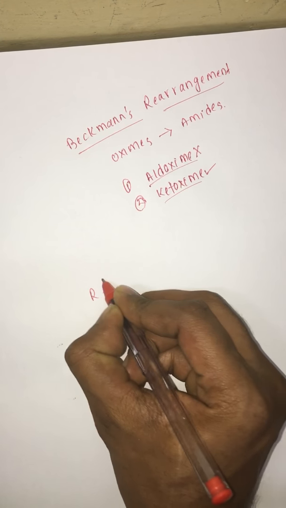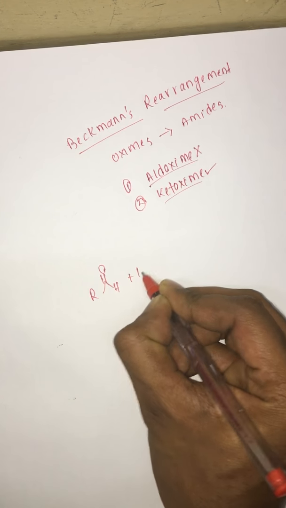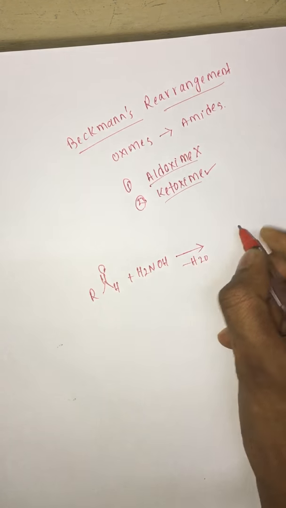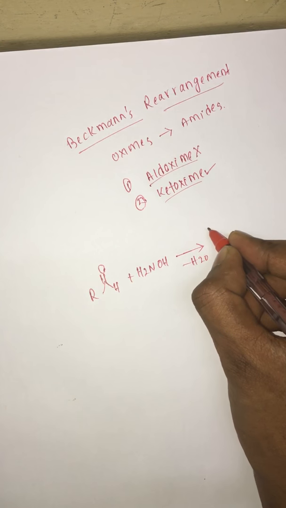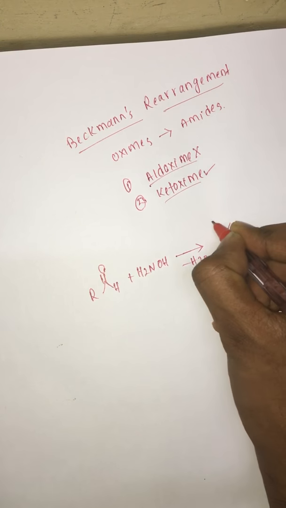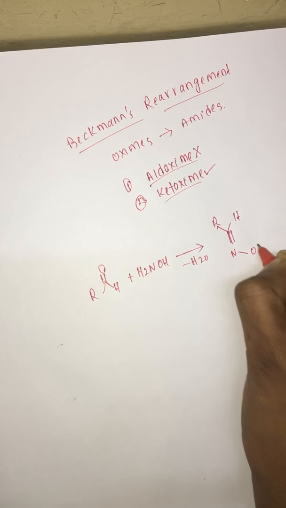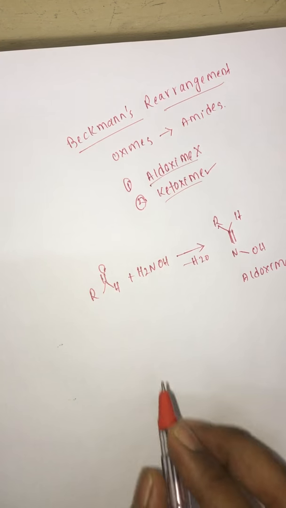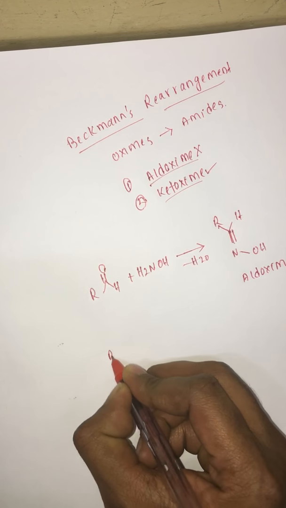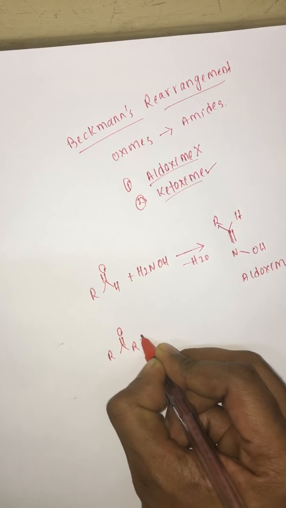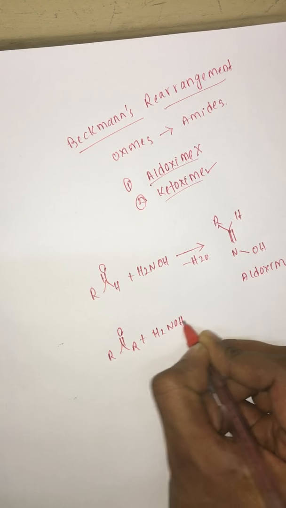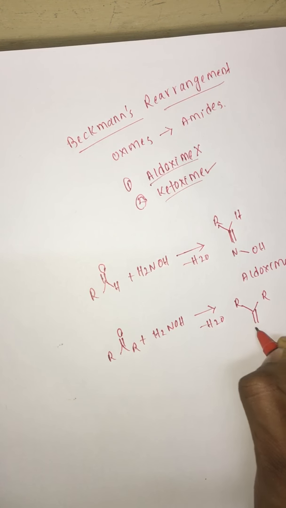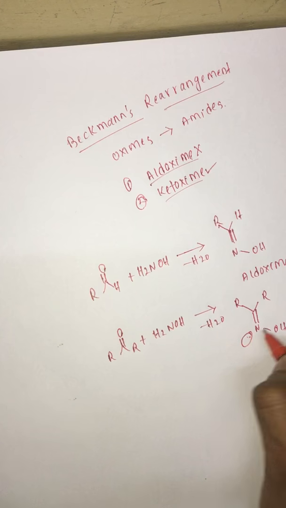When we have an aldehyde, upon treatment with NH2OH, there is an elimination of a water molecule, which leads to the formation of RCH=NOH. This is called aldoxime. This aldoxime will exist in two forms, which we'll see later. Now we have a ketone, and upon treatment with NH2OH, there is an elimination of a water molecule and it leads to the formation of R2C=NOH. This is called ketoxime.